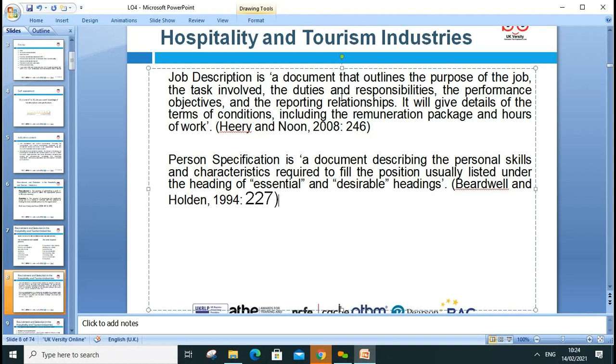A job description is a document that outlines the purpose of the job, the tasks involved, the duties and responsibilities, the performance objectives and reporting relationships. It details the terms and conditions. Last lesson we discussed the contract, the express terms and implied terms, those required by law even if you don't write them. The employer should provide the contract.